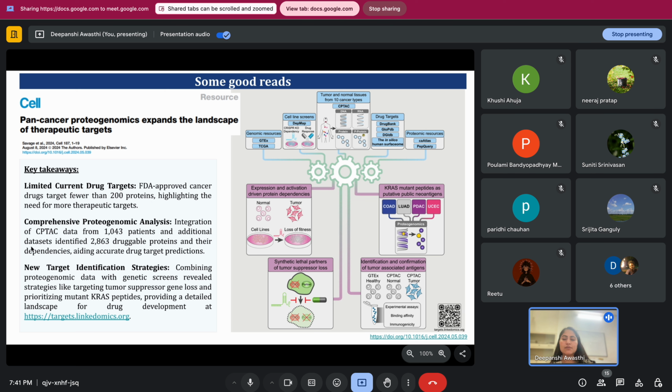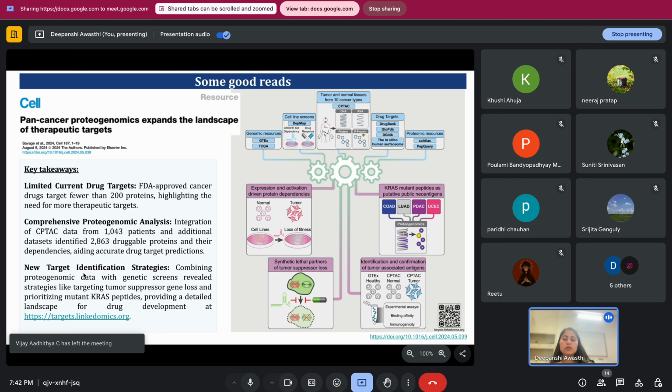In this paper they have talked about a comprehensive proteogenomic analysis, in which they have integrated the CPTAC data from 1043 patients, and they have also considered additional data sets with which they have identified 2863 druggable proteins and their dependencies, aiding accurate drug target predictions. So they are telling how proteogenomics has helped to expand the landscape of therapeutic targets, because from less than 200 proteins, they have moved to 2863. This tells you how much strength the proteogenomic analysis has.